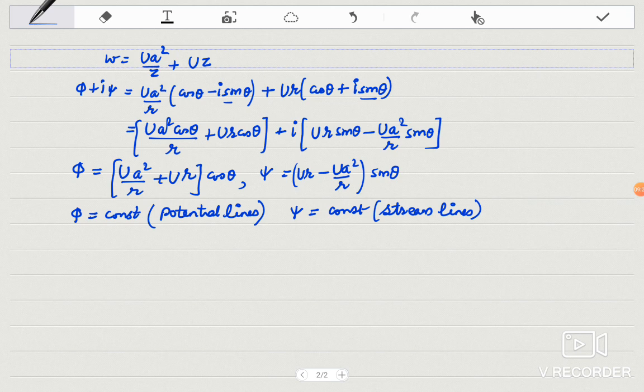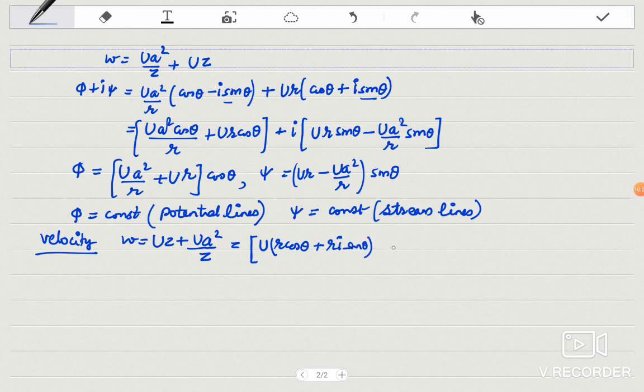Now we come to what will be the stagnation point, or what will be the maximum velocity. So for velocity, we find what is dw dz. We have w is equal to u z plus u a square upon z, which may be solved: u may be taken outside, or you write u z is r cos theta plus r i sin theta, plus u a square upon r times cos theta minus i sin theta.